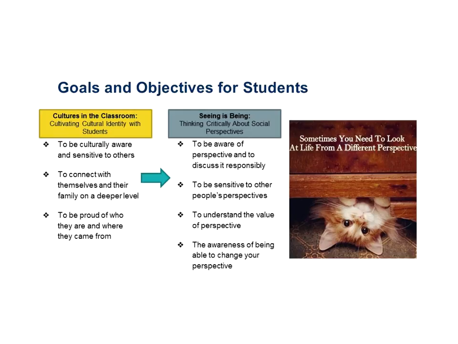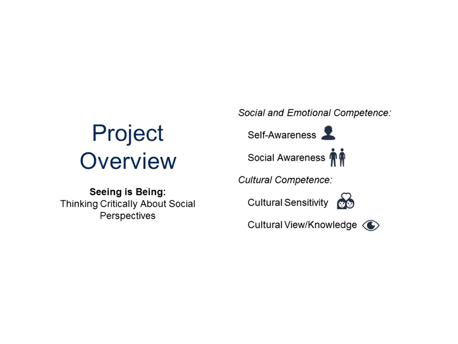So from here, we really want to get students to move into their ability to be sensitive, to be aware of differences in perspective, to be able to discuss it responsibly and dialogue with others, to be sensitive to people's perspectives, to understand why it's important to have an opinion, a point of view in the world, and also to be aware of how they could shift their perspective, how they might include new information or find new possibilities inside of interculturalism. These are our scaffolding objectives, and in this particular project, we're going to think critically about those social perspectives and support students in meeting the competency areas of self-awareness and social awareness, as well as cultural sensitivity and knowledge of other cultures.